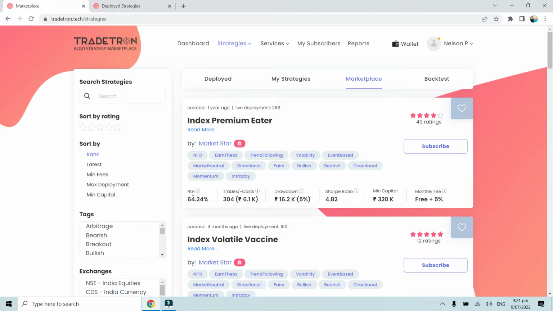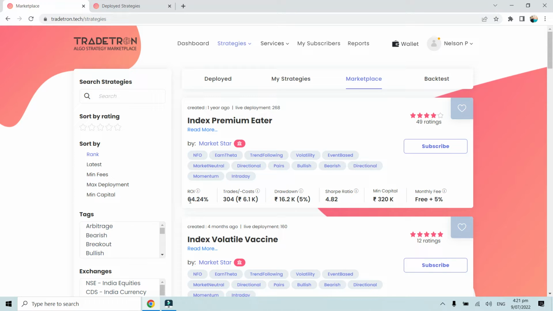Then there is the ROI, which is return on investment. If you have 1 lakh as capital, then an ROI of 64% would mean around 64,000 as profit. That is, how much profit you are making on your total investment. This percentage is based on gross P&L over a rolling 12 months, that is, the total return on investment given by this strategy in the past 12 months.